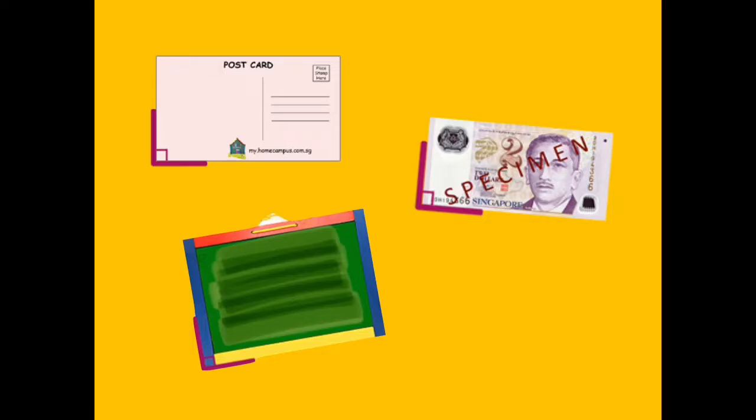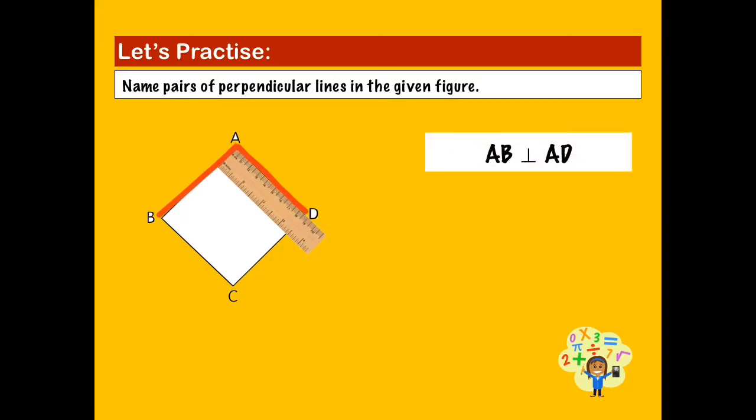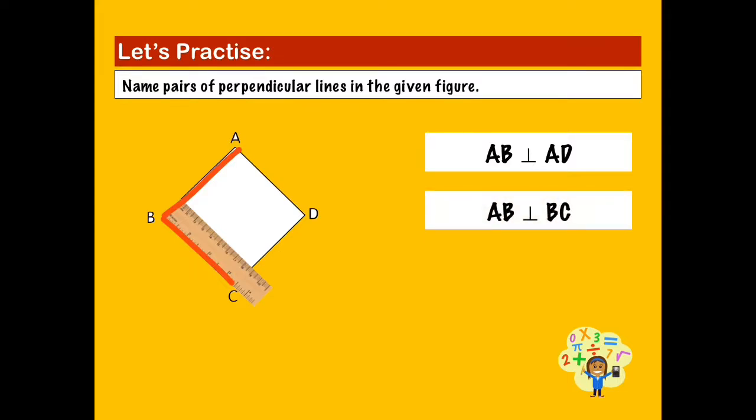The given pictures are examples of objects that are made up of perpendicular lines. Again, perpendicular lines are two lines that meet at a right angle. Let's practice. Name pairs of perpendicular lines in the given figure. Let us use a ruler and place it on each side to check if the lines given are perpendicular. By looking at the ruler and its sides, we can say that line AB is perpendicular to line AD. Let's try to move the ruler on the other side of the given square. Again, by looking at the sides of the ruler, we say that line AB is perpendicular to line BC.